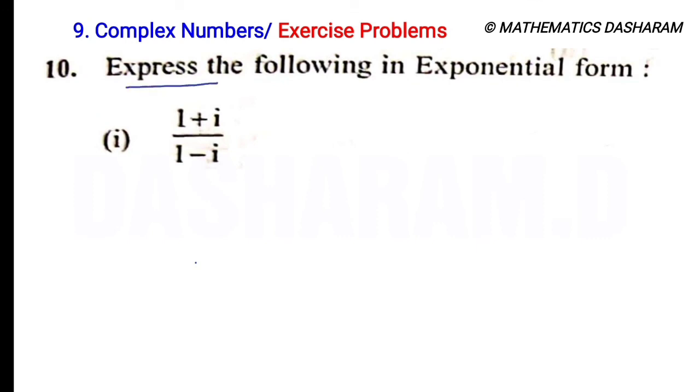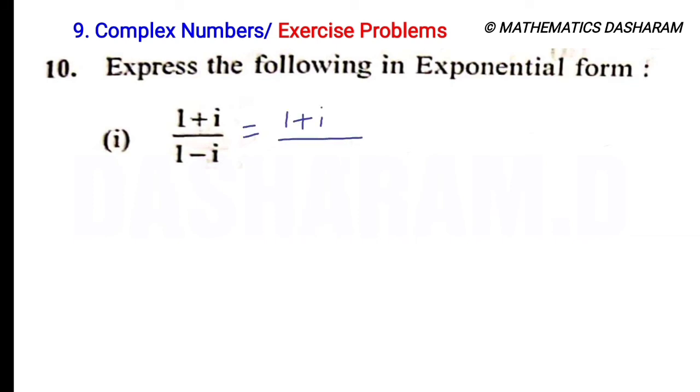Tenth bit: express the following in exponential form. The first question is 1 plus i divided by 1 minus i. If the complex number is in the form of x plus iy, then its exponential form is r into e power i theta. Here r means modulus and theta means amplitude. So let's find out the r and theta values now.